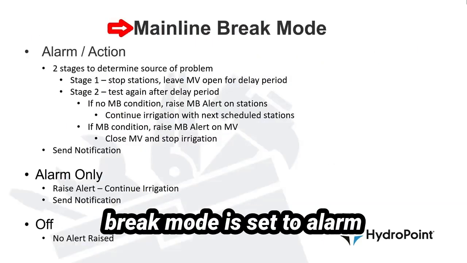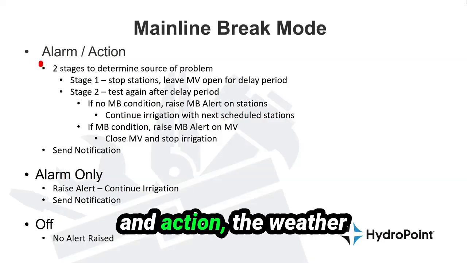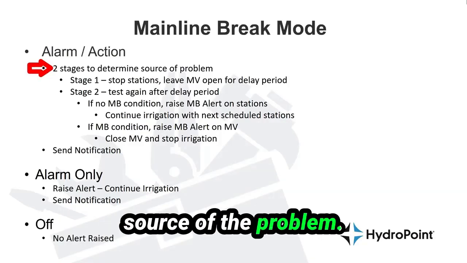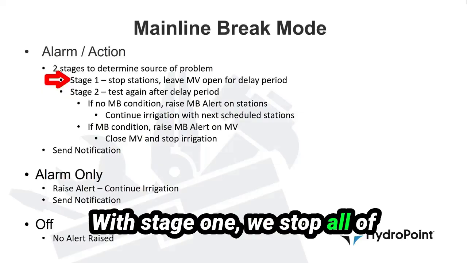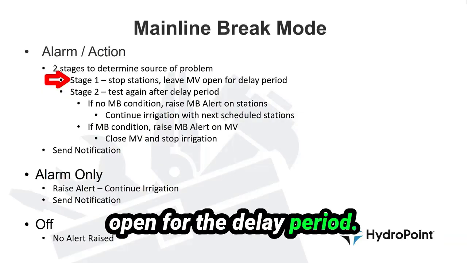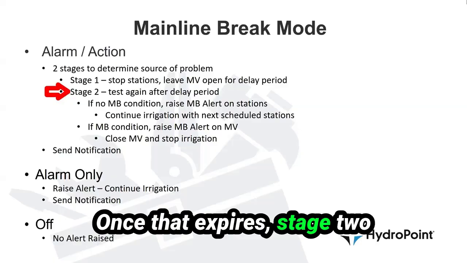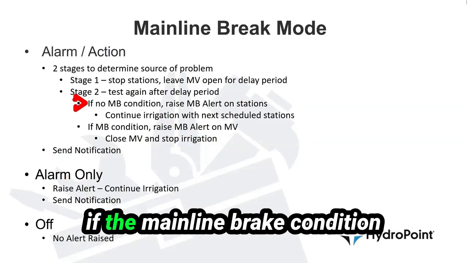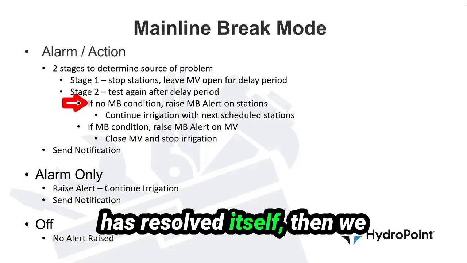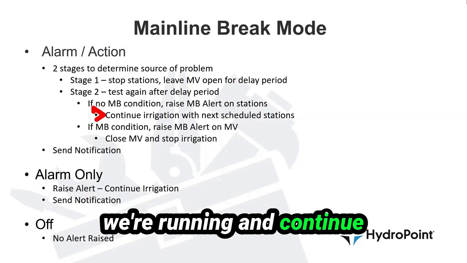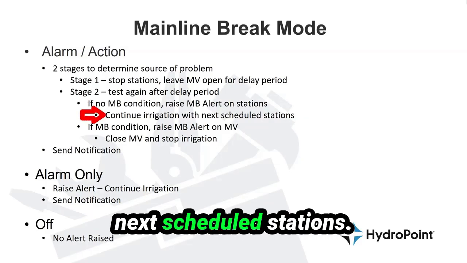Then, if your mainline break mode is set to alarm and action, WeatherTrack begins a two-staged analysis to determine the source of the problem. With stage 1, we stop all of the irrigation on the stations, but leave the master valve open for the delay period. Once that expires, stage 2 begins, where again we test the measured flow value, and if the mainline break condition has resolved itself, then we raise the mainline break alert on the stations that were running and continue on with the irrigation for the next scheduled stations.